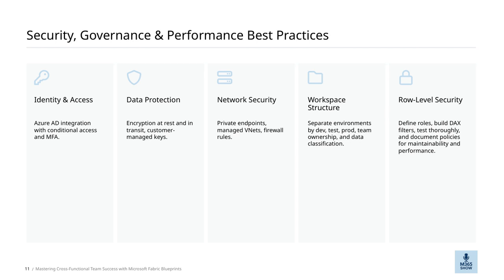When it comes to row-level security, it's important to separate environments such as development, testing, and production. This separation helps prevent accidental data leaks and ensures proper access controls. Assigning team ownership and classifying data appropriately further enhances security.